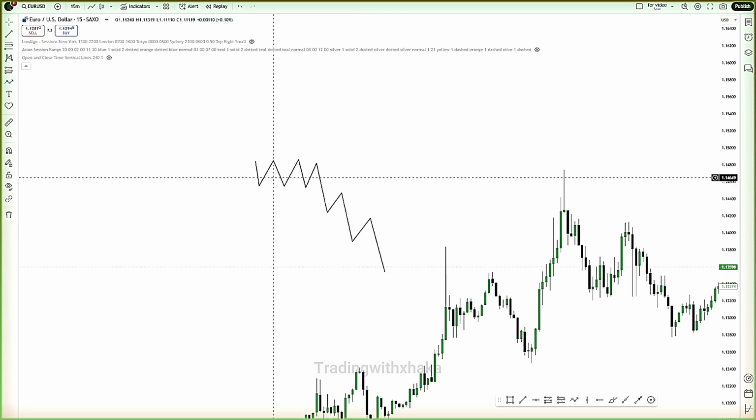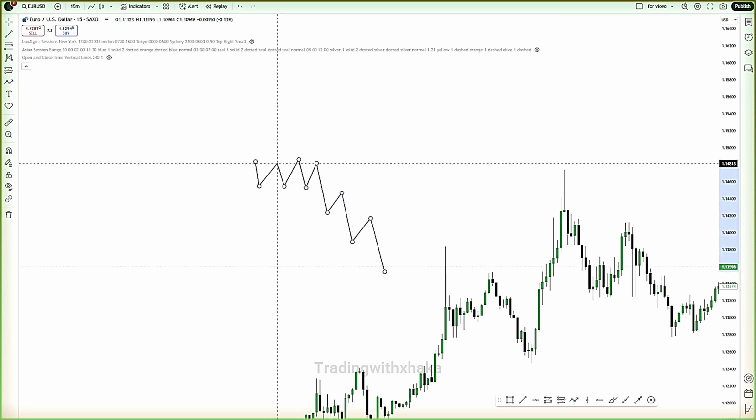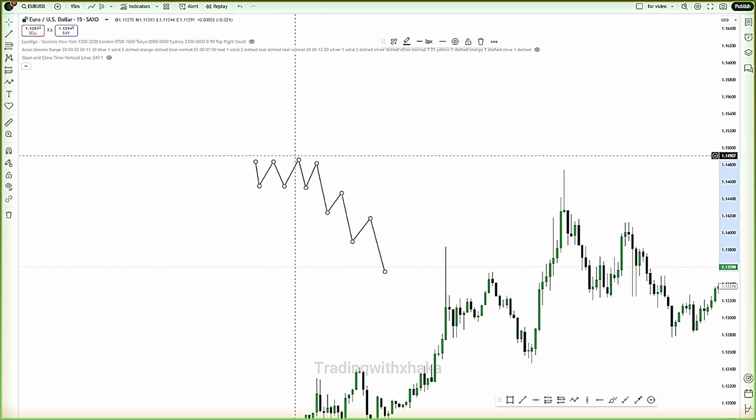So what we have here is a liquidity build-up. That is our draw on liquidity.